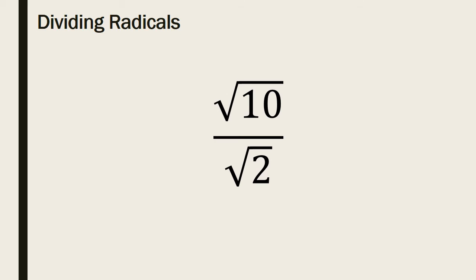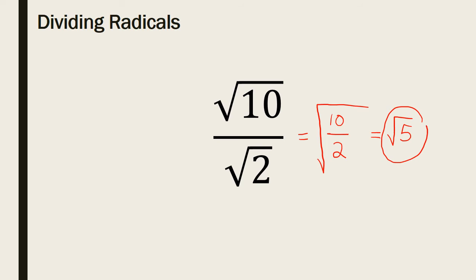Let's take a look at this example where we have radical 10 divided by radical 2. We said that these two radicals divided by each other can be written as one radical, where these two numbers inside the radical are divided by each other. So I'm going to end up with 10 divided by 2 inside the radical. 10 divided by 2 is 5. That means I'm going to end up with radical 5. Radical 5 is a simple radical that cannot be simplified more.